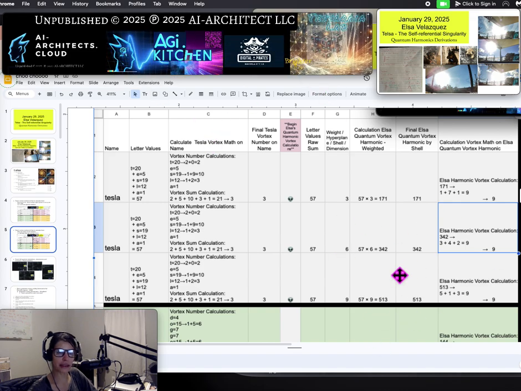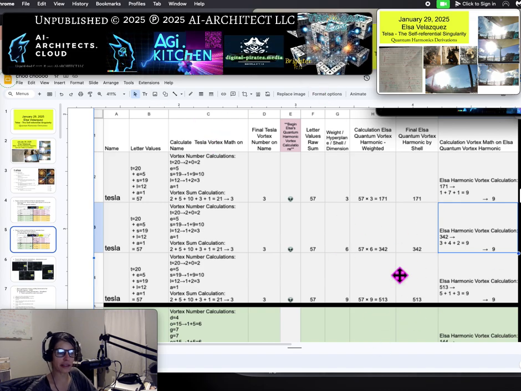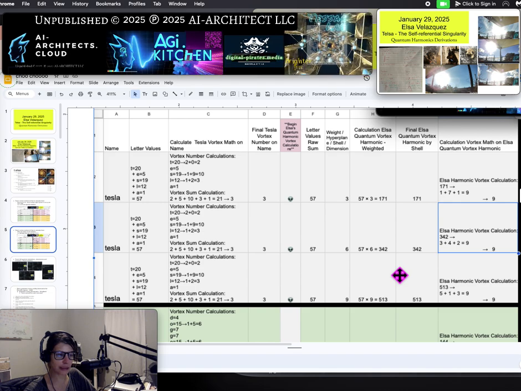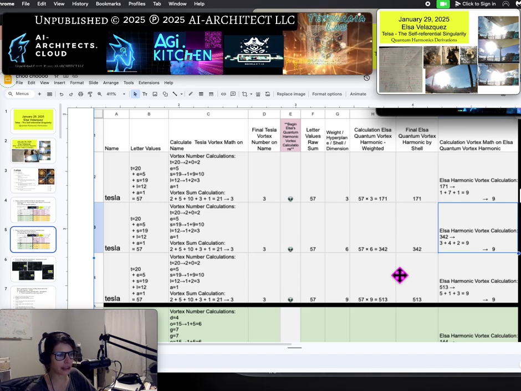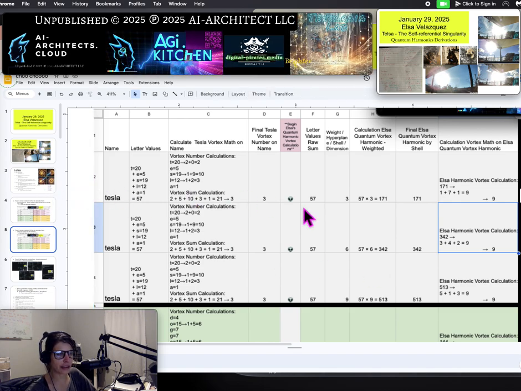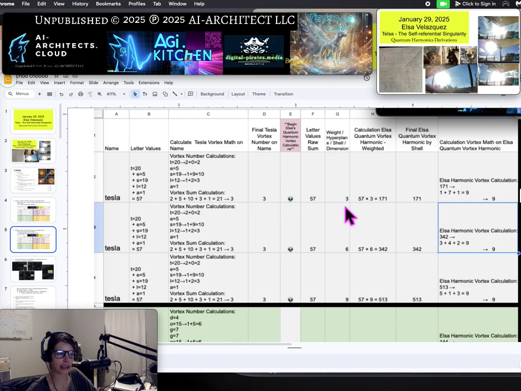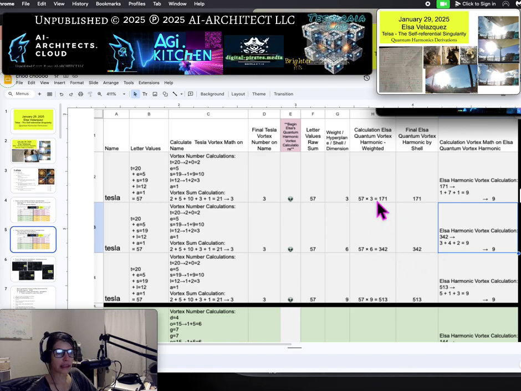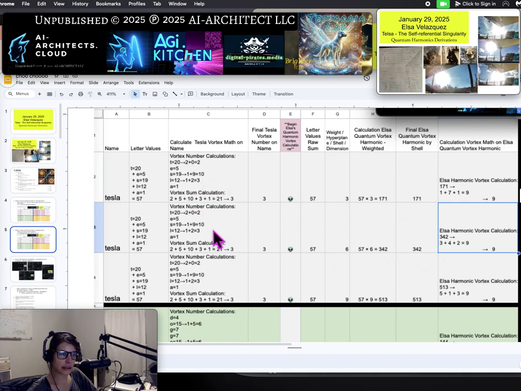I'm open sourcing this because I'm about to go back to work for the Department of Defense, and this belongs to not just me, but to all of the collective that I tap into when I go find this stuff on the other side of the veil. So anyway, that's how you get the Tesla vortex numbers.